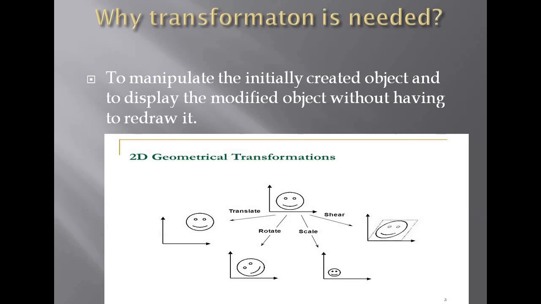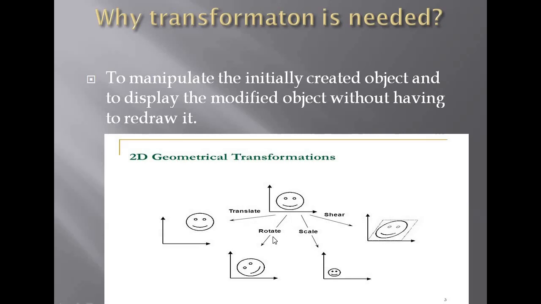Why is transformation needed? Transformation is needed to manipulate the initially created object and to display the modified object without having to redraw it. Like in this example, this is your initial object that is drawn, and we will perform a 2D transformation. We can change this object with the help of translation. If we do the translation technique, it will reposition the object. You can see that this object is on the xy plane, and it gets moved to another position, from this position to this position. This can be done with the help of translation.